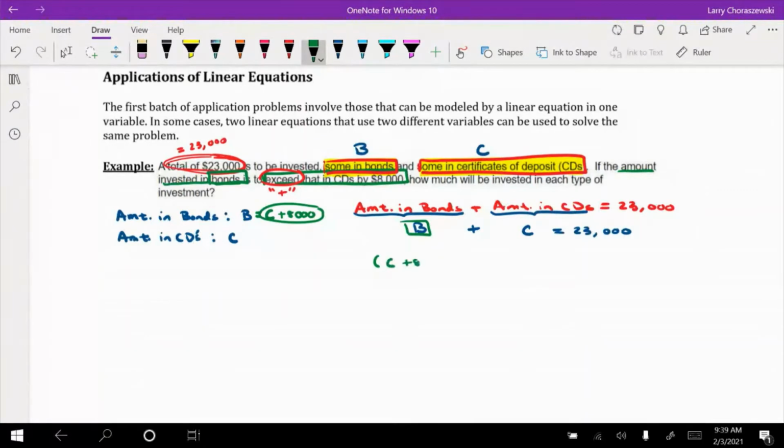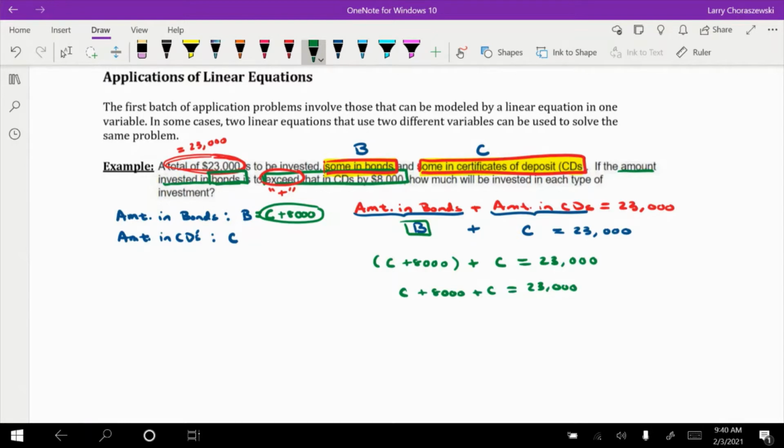Now when we do that, I'll use parentheses because in some cases there might be a number in front. But upon replacing B with C plus 8,000, we have an equation where there's only one variable, and this is something that's going to be solvable because of that. We can remove the parentheses. And it's really just business as usual.